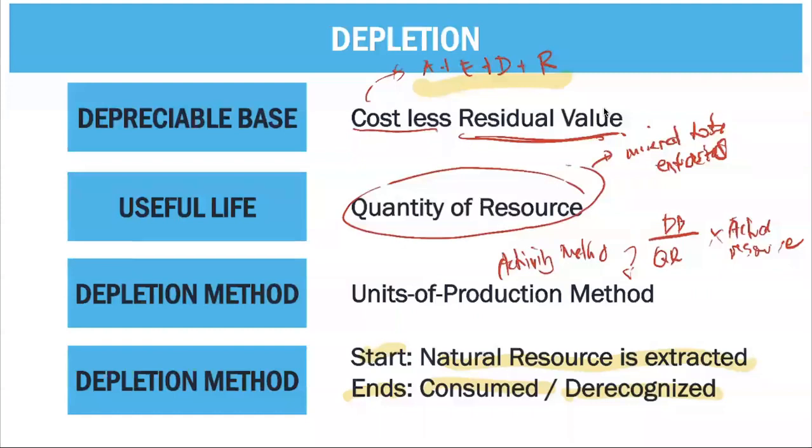Okay? Depreciable base, cost less residual value. Cost, again: acquisition, exploration, development, and restoration. Useful life is the quantity of resource, that is the total minerals to be extracted out of that property. Depletion method, activity method, known as the units of production method. So depreciable base over quantity of resource multiplied by actual resource that is extracted. Depletion will start when there is an extraction of natural resource. It will end if all the natural resources are already extracted or consumed, or if the property is derecognized.